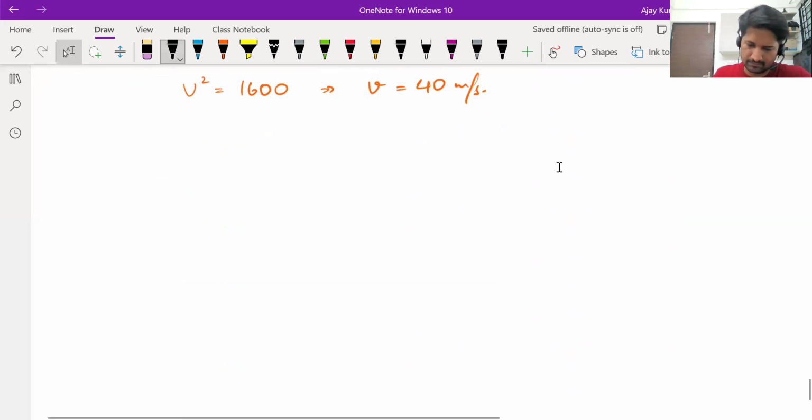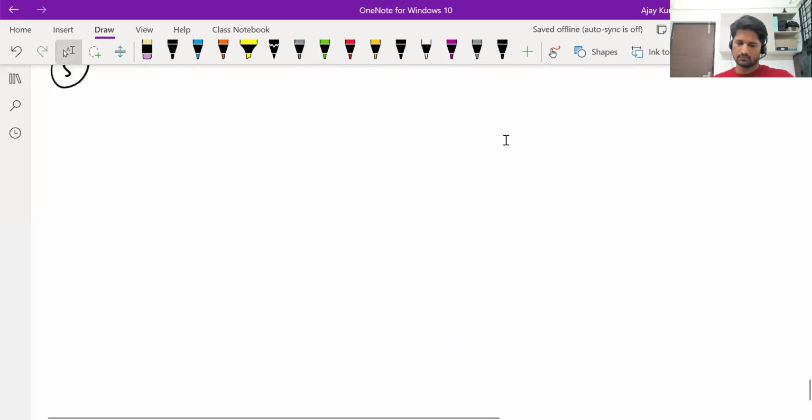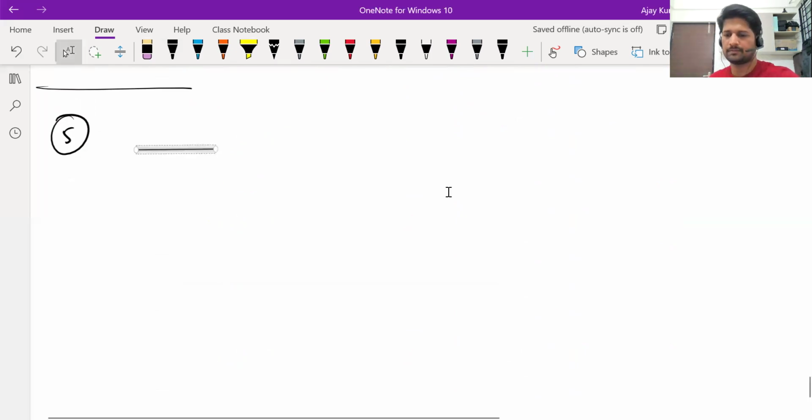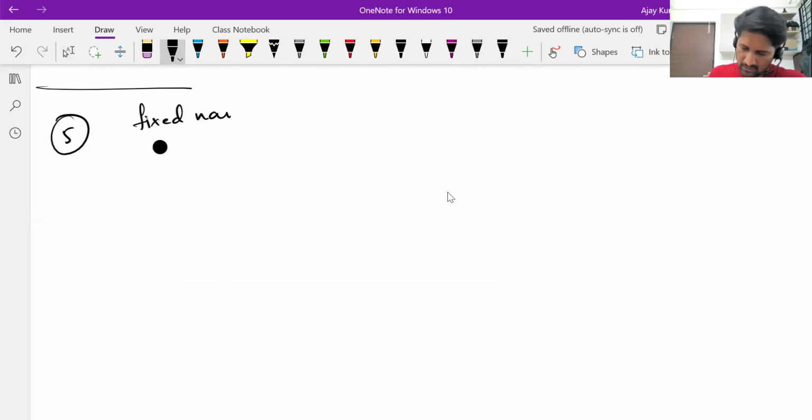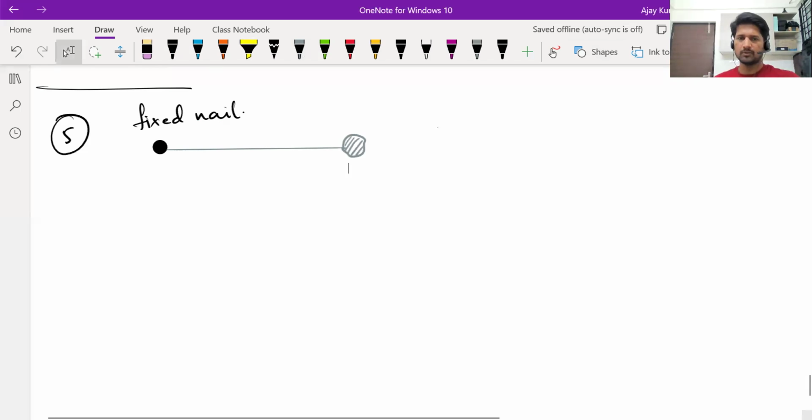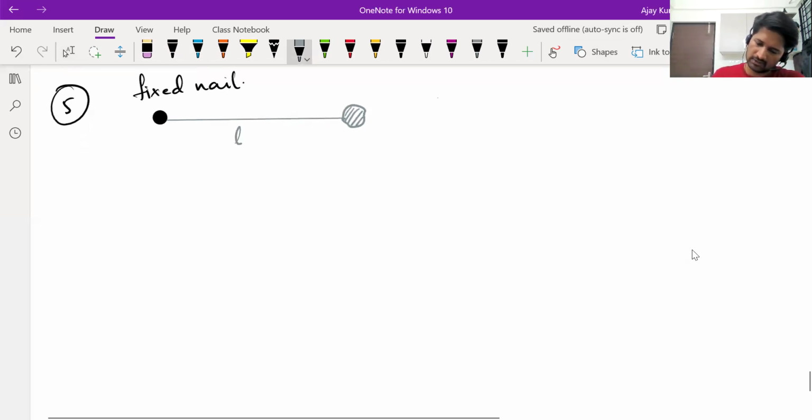Let's try another question. Slightly different situation this time. Assume there's a fixed nail here and a string is attached to it, and at the other end of the string there is a ball or stone, whatever it is. The stone is taken to the position where the string is horizontal. Assume the length of the string is L, mass of the stone is M, and you release it from here from rest.